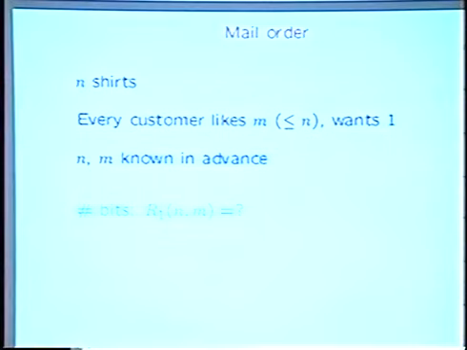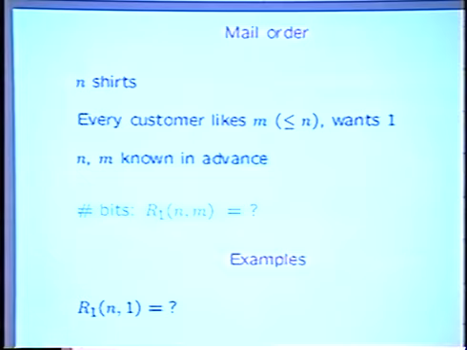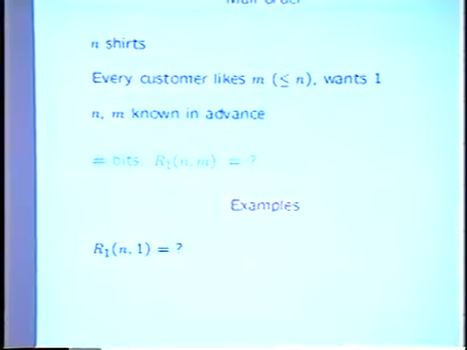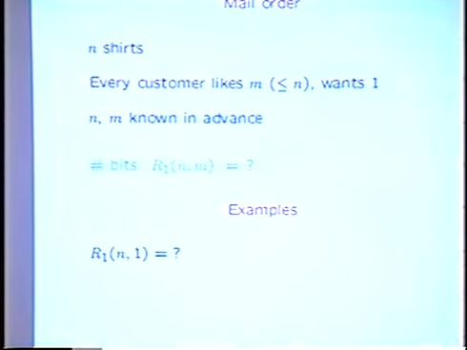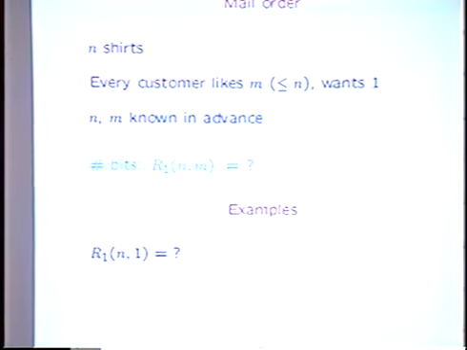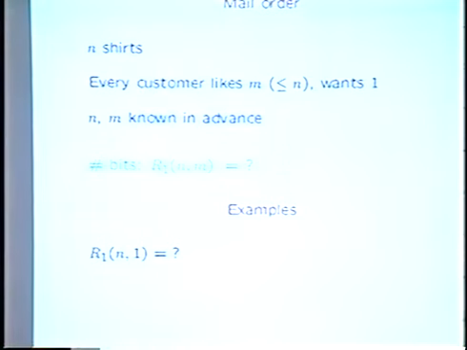Right, so let's do a few examples. First of all, let's say that M is 1, namely every customer likes exactly one shirt out of the N and wants to get that shirt. How many bits would the customer need to transmit? M is 1. Every customer comes to the website and sees one shirt that he likes out of the N, and he wants to make sure that he gets that one shirt. How many bits does the customer need to transmit?